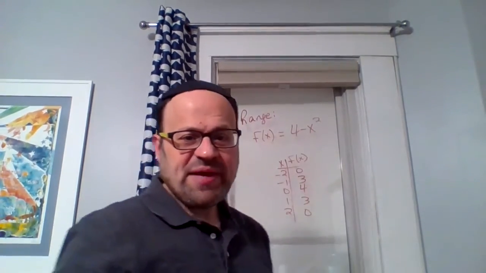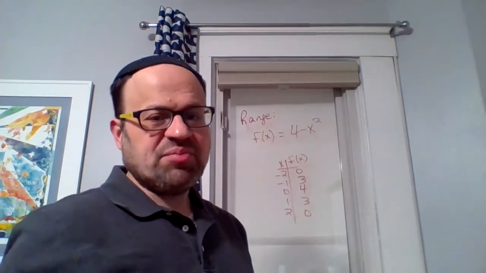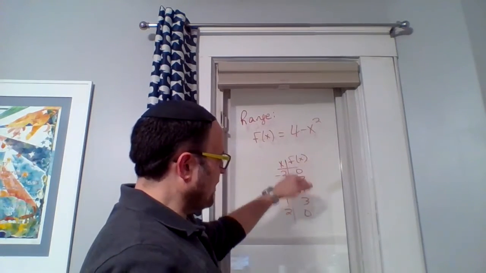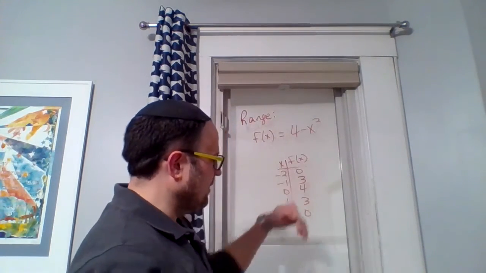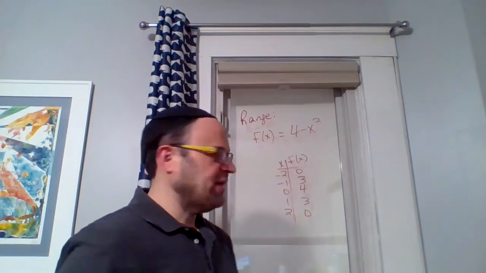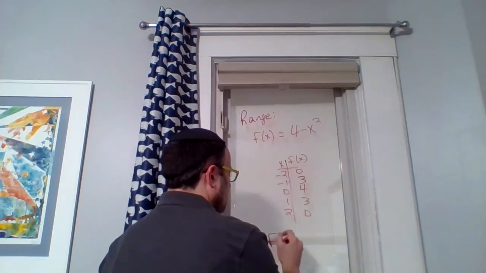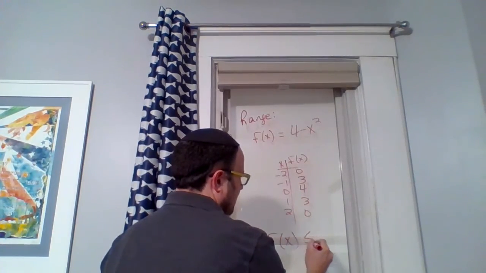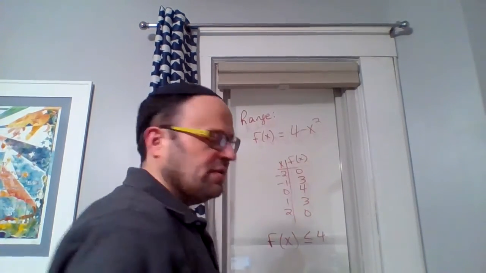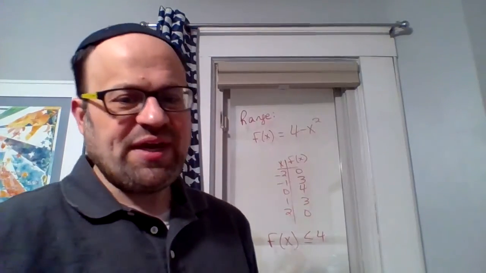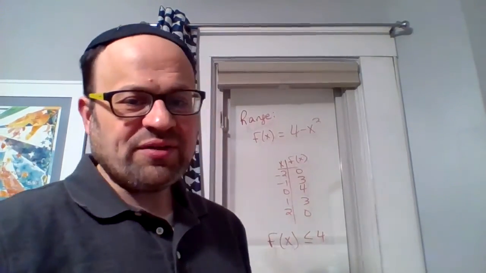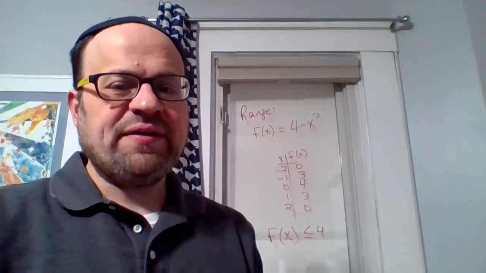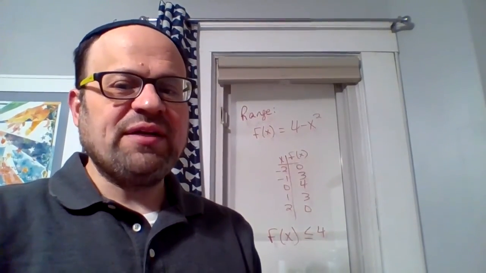You see there's a pattern emerging, and if you don't see it, plug in a couple more points. F of x is going to keep going lower and lower as x gets bigger and bigger. So we would say f of x has to be less than or equal to 4. Okay? So we're looking at those patterns. When it comes to range, you have to use a lot of logic and thinking, but take it one number at a time and you'll see it.